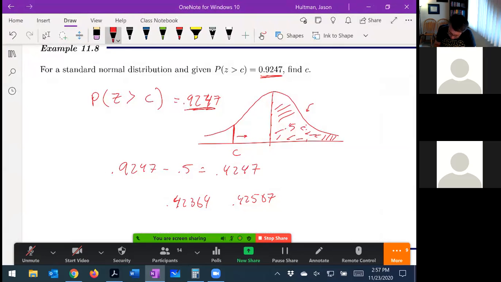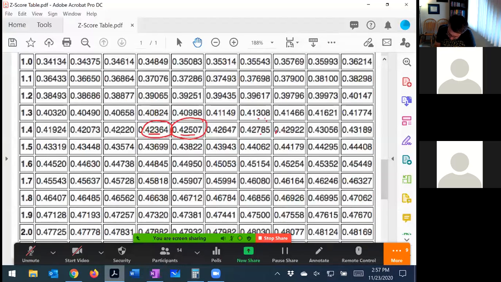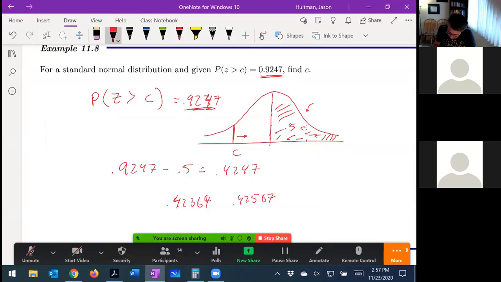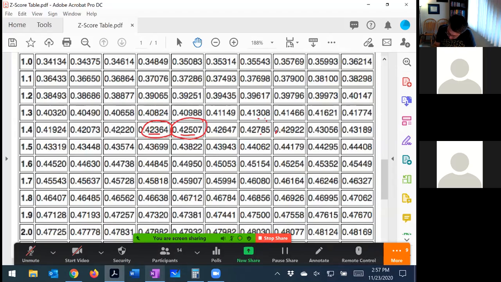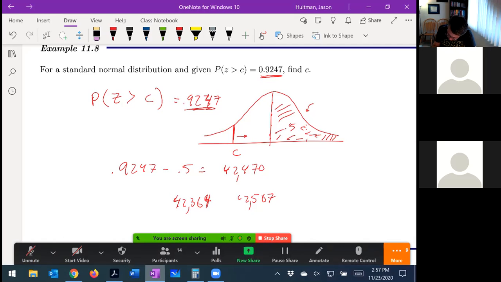Okay, you could change the decimal if you really wanted to compare them. You'd be like, well, this is 42,364. This is 42,470. This is 42,507. Was that 07 or 67? 07. So 42,507. So which one is closer here?